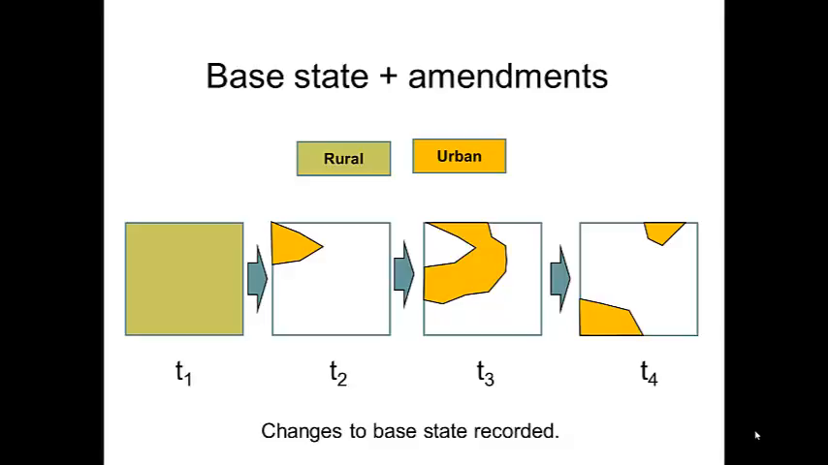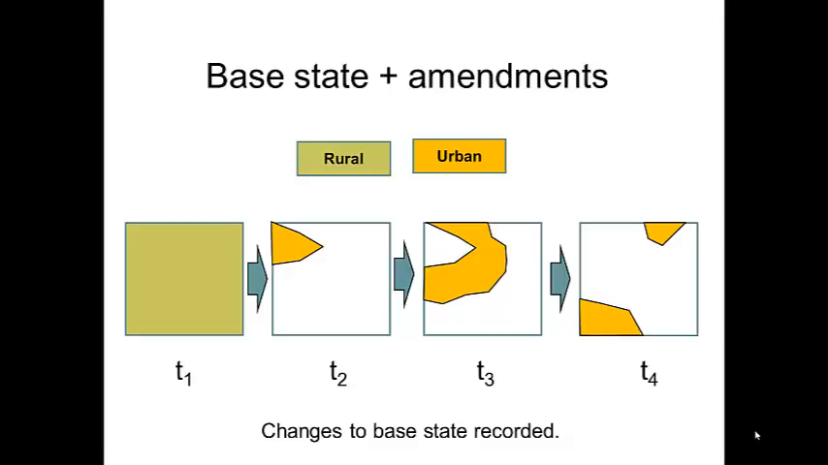So the simpler of the two models is the base state plus amendments model. So this is a GIS layer. What we do is we start off with a layer for T0, or T1 it's called here. So maybe the land use type in this example. We've got two land uses, rural and urban. The colours don't differentiate very well on the screen, sorry about that. One's a bit more yellowy on the computer screen than the other. So we start off in a totally rural environment in T1. Then in T2 we start to get a bit of urban inclusion.